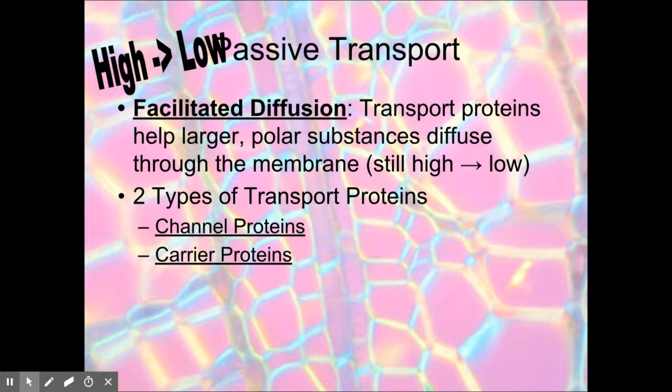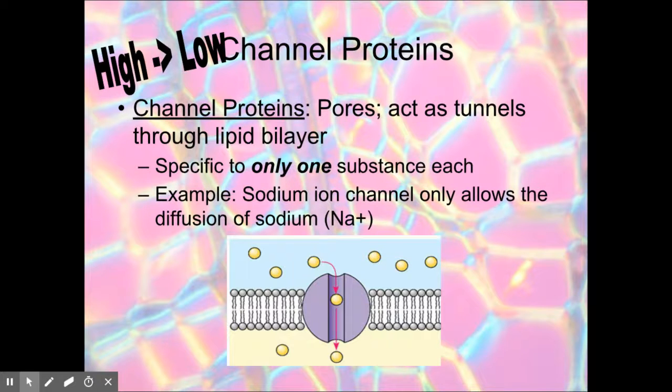So there's actually two kinds of transport proteins we're going to talk about. The first one is super basic. It's called a channel protein. Write this down. Give a thumbs up when you're good. So a channel protein is just a hole, a pore, a tunnel. This is literally just a tunnel going right through the cell membrane.